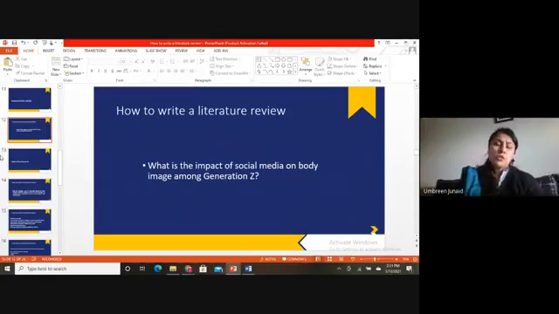Then what is body image? You have to know what is body image. Then what is Generation Z? So these are my keywords of this topic. Out of this topic, I have selected my keywords, and then on my keywords, I will search for the scholarly articles. And on every keyword, when I find my scholarly articles, I will go through them, read them, and get an idea how they have used this.